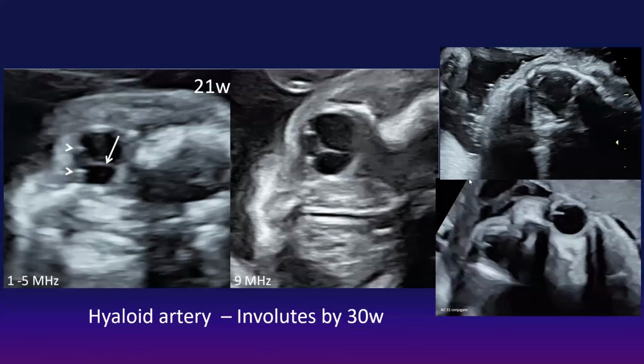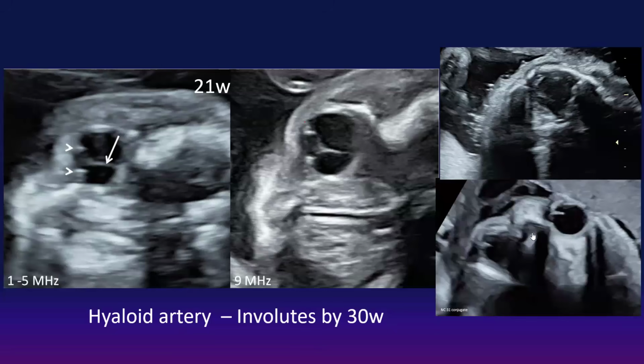And coming to the other details of the orbit, you can look at the hyaloid artery, which extends from the posterior capsule of the lens to the optic cup. That hyaloid artery is a normal feature up to 30 weeks of gestation. So if you're using a high frequency probe, especially a 9 megahertz, or a transvaginal scan for whatever reason, you can see this artery very, very well. You should not mistake it for anything abnormal. It absolutely is a normal embryological structure. After 30 weeks, it starts disappearing. And beyond 30 weeks, if it is still seen, then we need to worry.